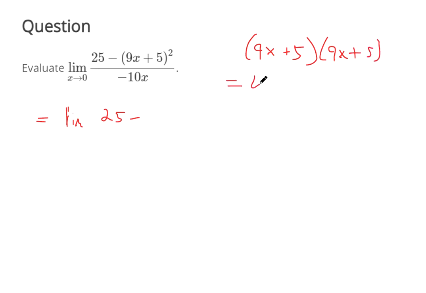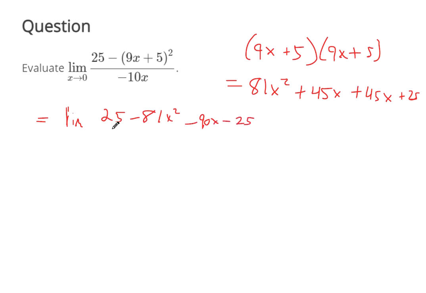So that's going to give us 81x squared plus, this is going to be, whoa, 9 times 9 is 81. I was looking ahead. 9 times 5 is going to give us 45x, and then 5 times 9 is going to give us 45x, and then that's 25 at the end. So just remember, you got to distribute the negative sign. So that's negative 81x squared minus 90x minus 25.